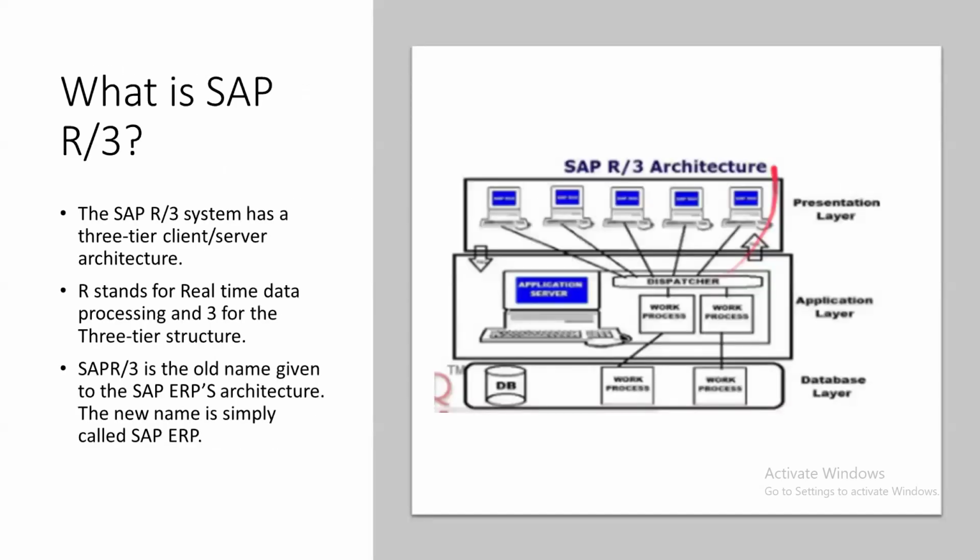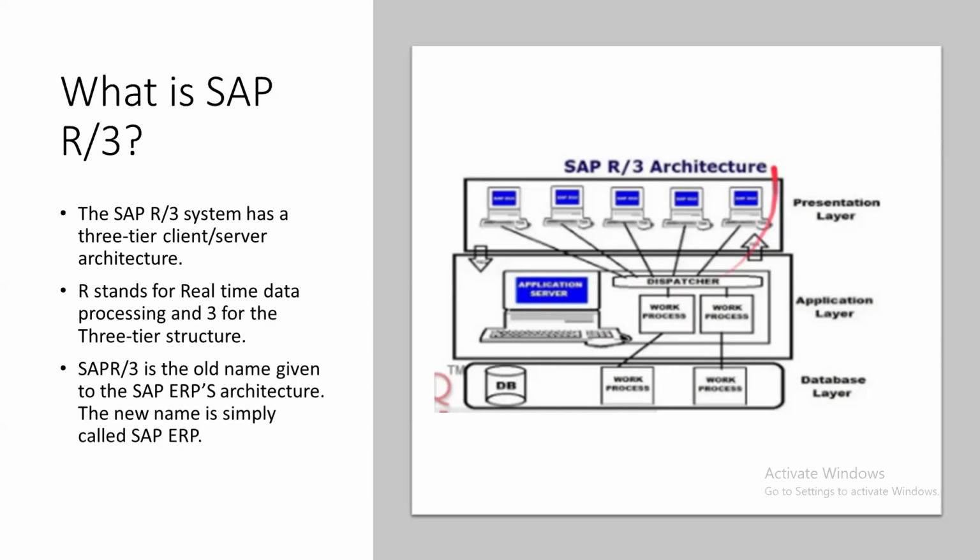In the R3 system, we have presentation, application, and database. Presentation means your computer, laptop, or any mobile device. Application means SAP. Database means once you enter the data, it is stored in the database layer. In ECC, we have MS SQL, DB2, and also Oracle database, IBM database. But in S4HANA, S4 means Suite 4, and HANA means High Performance Analytical Appliance.